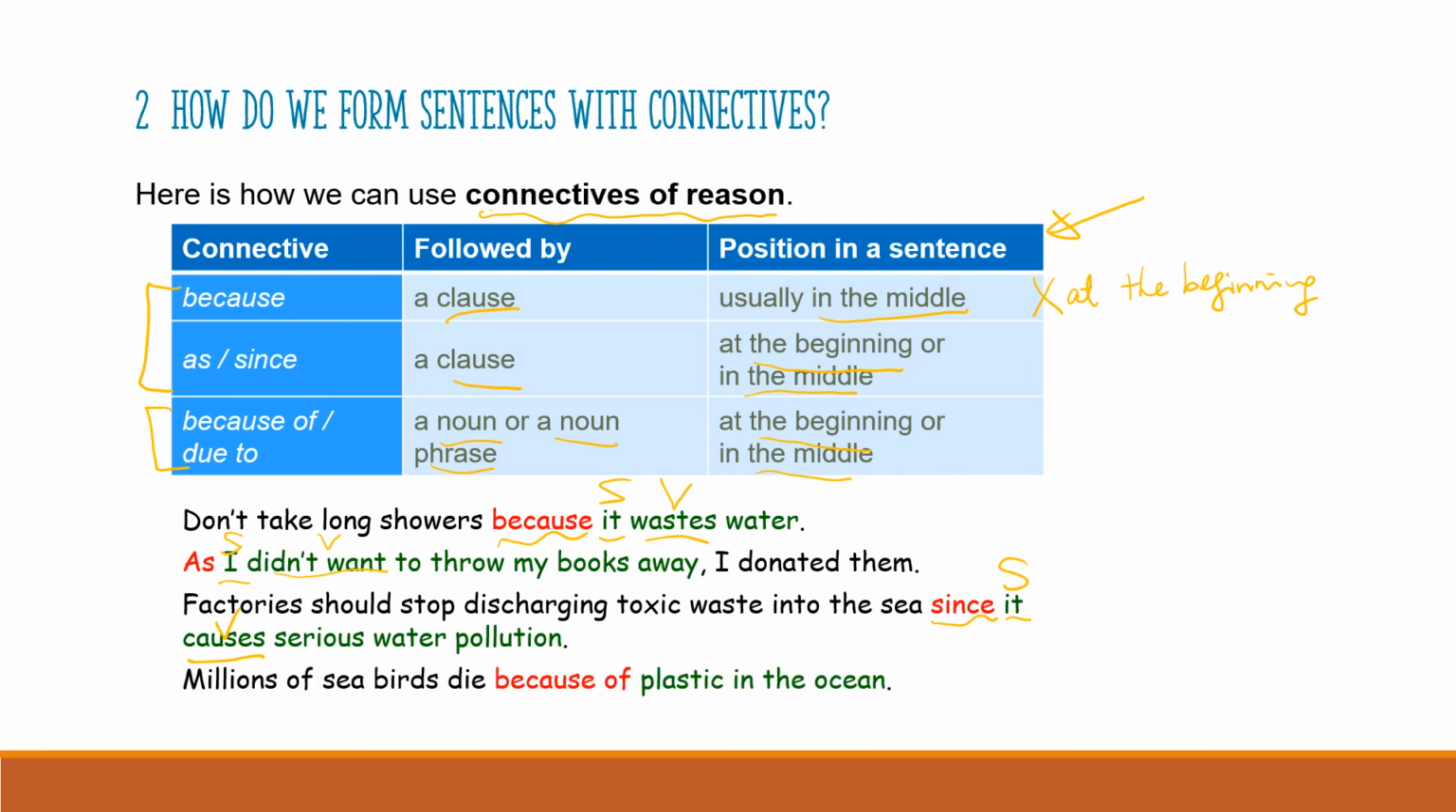Millions of seabirds die because of plastic in the ocean. After the connective because of, we use a noun or noun phrase. Here it is plastic in the ocean. And lastly, due to rain, the match was postponed. Due to and because of can be used at the beginning of a sentence. After the connective due to, we use a noun or a noun phrase. Here it is rain.